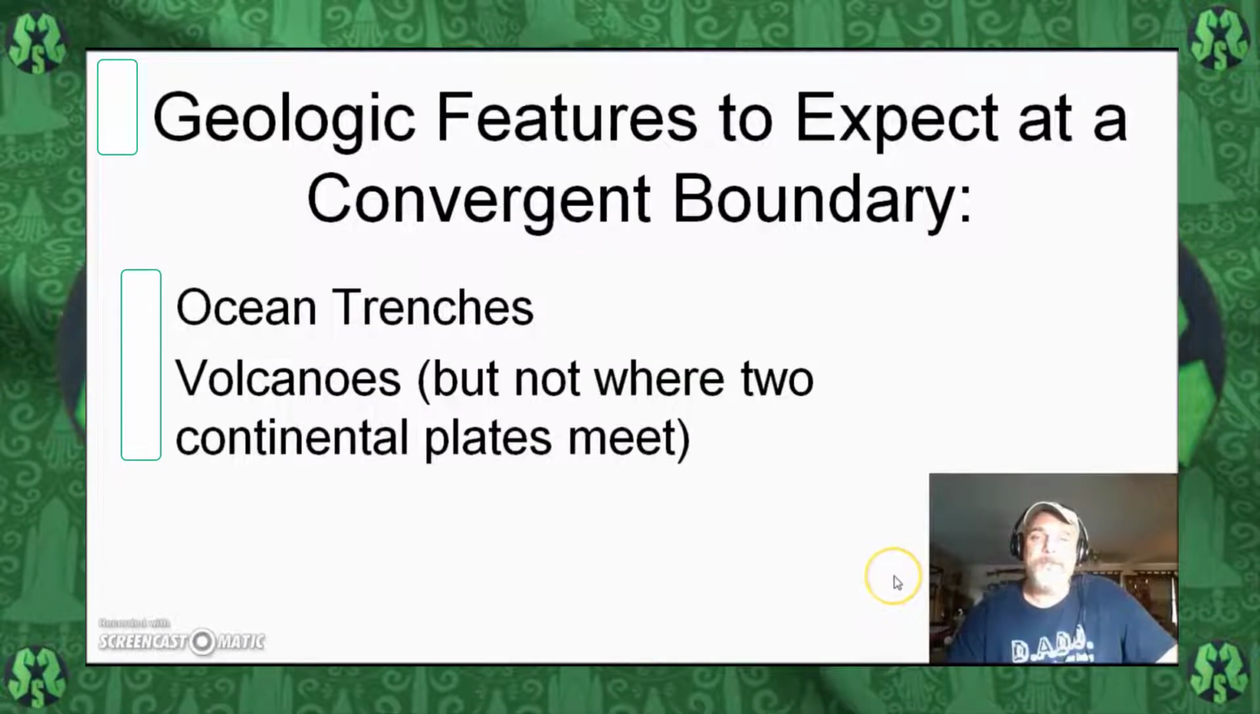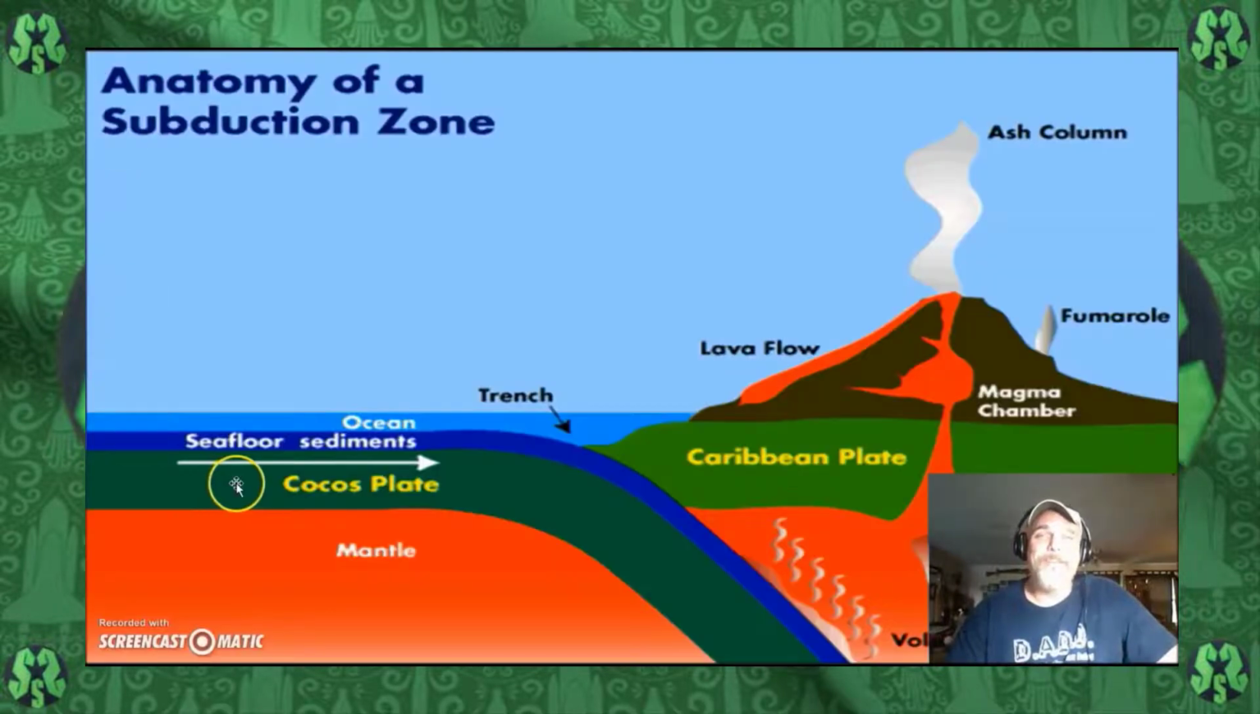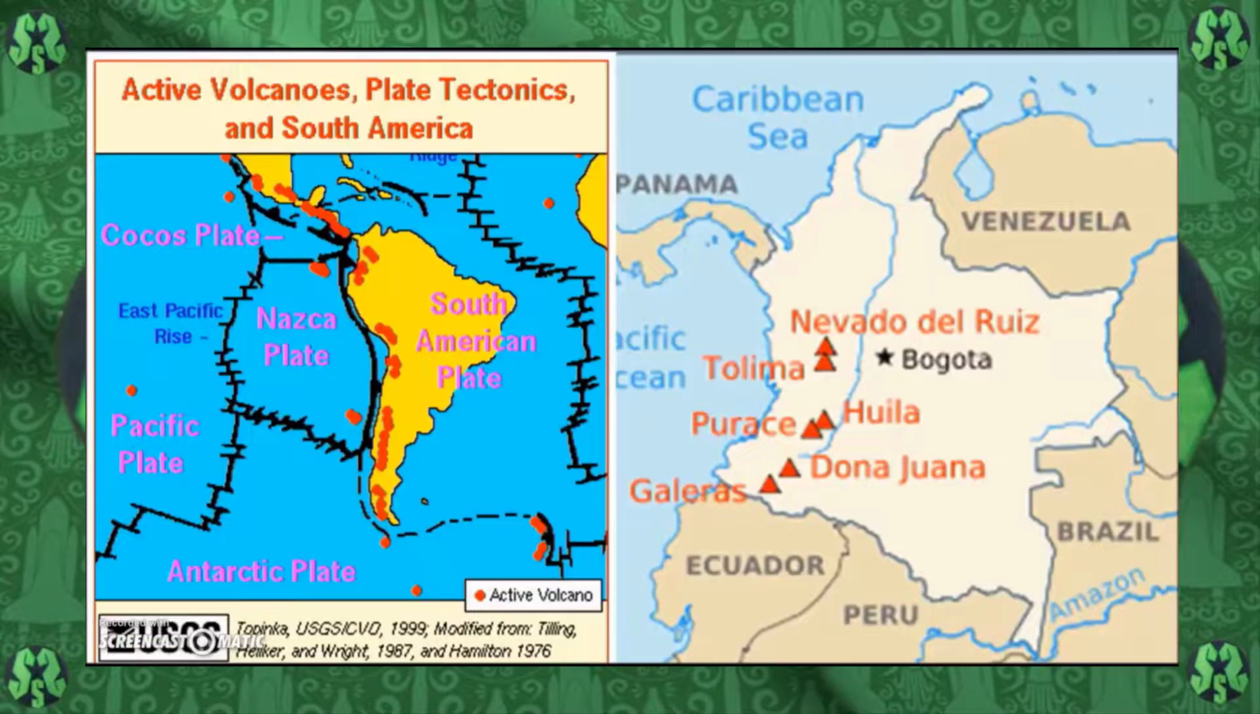Next feature we want to make sure we make a note of is volcanoes. Volcanoes should definitely be expected at convergent boundaries, except where you have two continental plates meeting. Here you have an oceanic plate converging and being subducted underneath a continental plate. The oceanic plate melts and forms magma, increases pressure underneath the continental plate, and the magma comes up and forms a volcano.